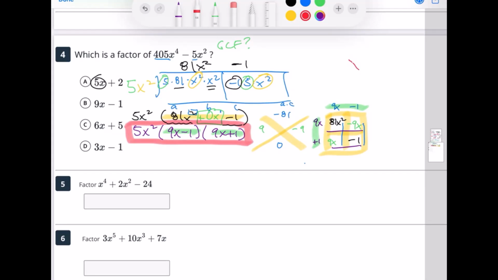Okay, so which is the factor? That means it's only going to be one of these. And I see that in B. So B is our answer because it's that one right there. Okay?